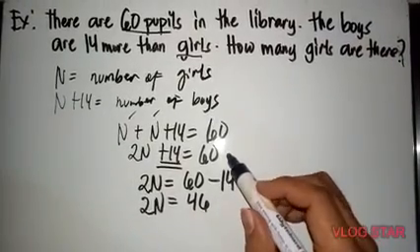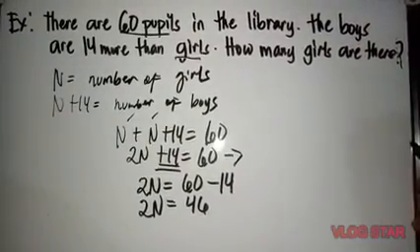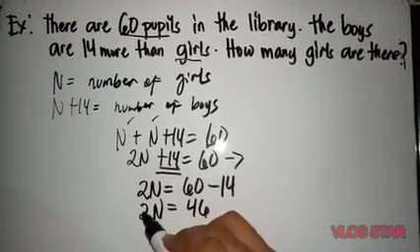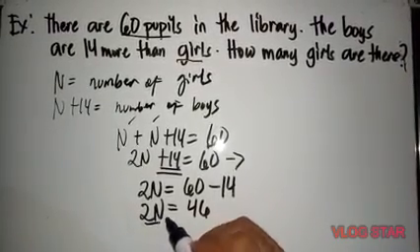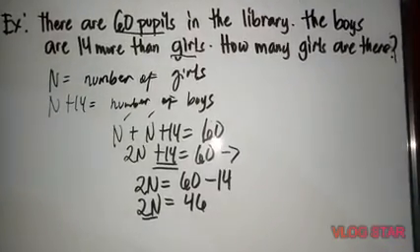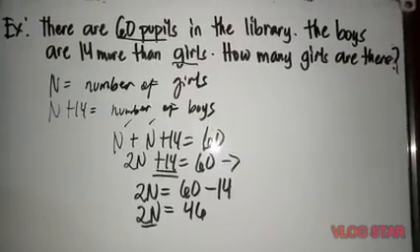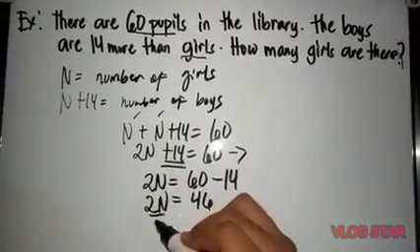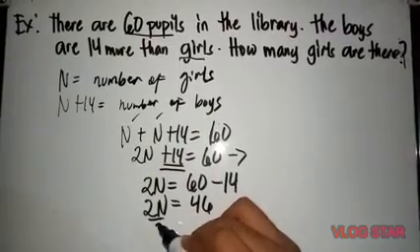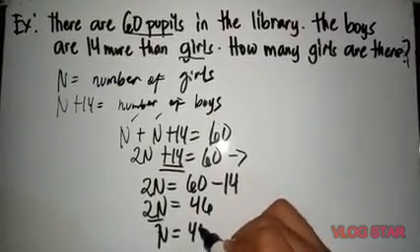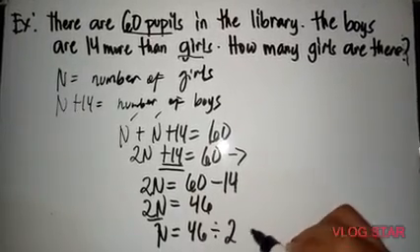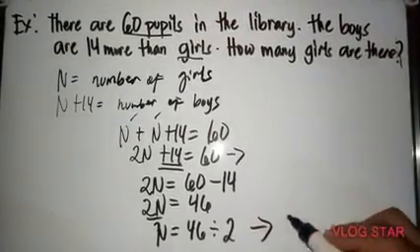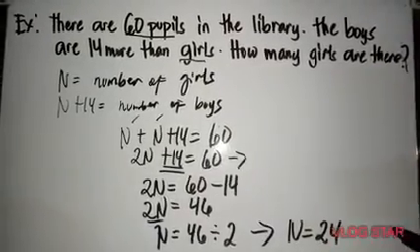A while ago, we looked for the reverse operation of addition. Now, since the term is in multiplication, 2n is equal to 2 times n. So what is the reverse operation for multiplication? The reverse operation for multiplication is division. Then we can write this as n is equal to 46 divided by 2. So 46 divided by 2, the answer is n is equal to 23.